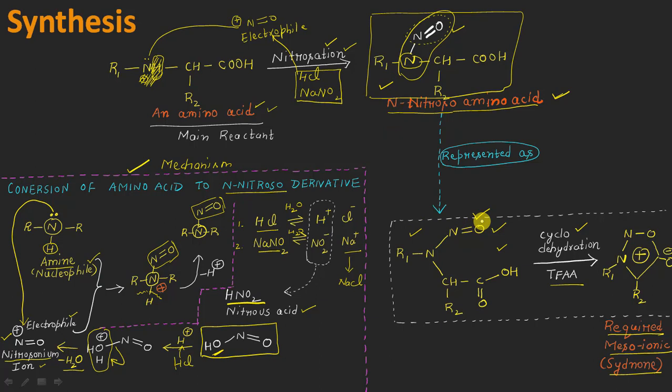And now what happens is the cyclodehydration between this part of the molecule and this part here, which will be releasing a molecule of water from a similar type of mechanism which we have discussed in our previous lectures, resulting in the formation of a bond between this part and this part, such that we will be having a 5-membered cyclic structure here of our mesoionic sydnone molecule, right? So this is the synthesis of the sydnone mesoionic compound, right?